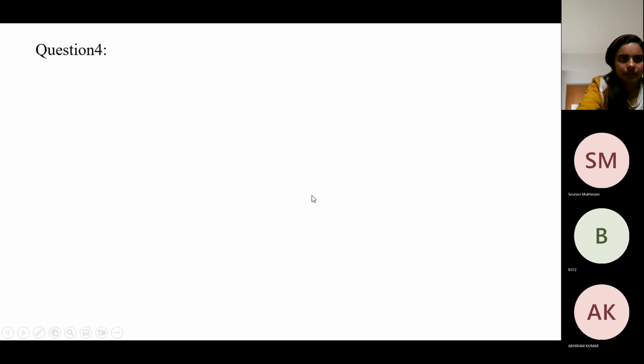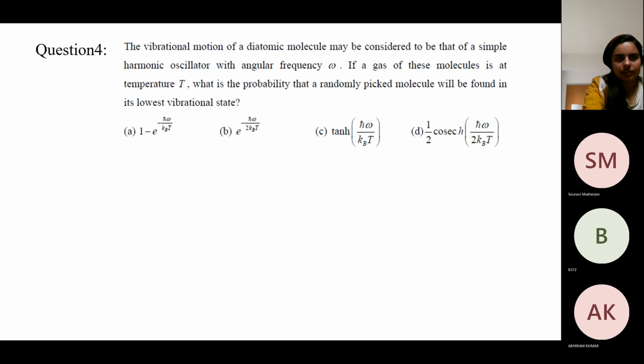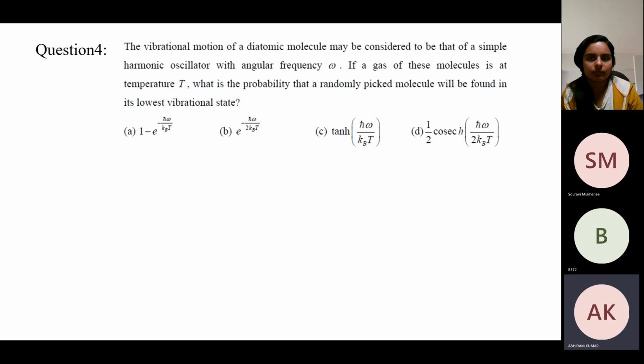Okay. So now this is another question. Here you have the vibrational motion of diatomic molecules, which may be considered to be that of a simple harmonic oscillator with angular frequency omega. If the gas of these molecules is at temperature T, what is the probability that a randomly picked molecule will be found in its lowest vibrational state? I think it is C.